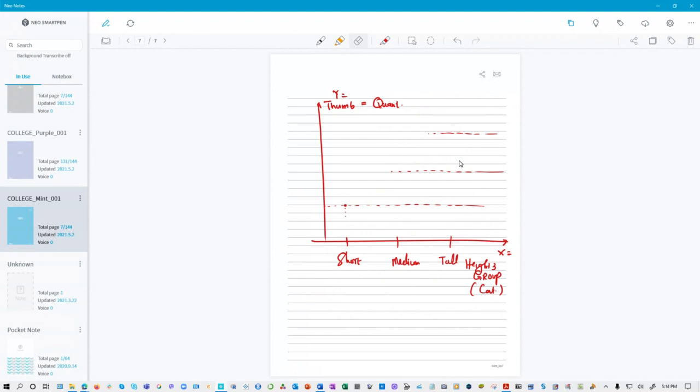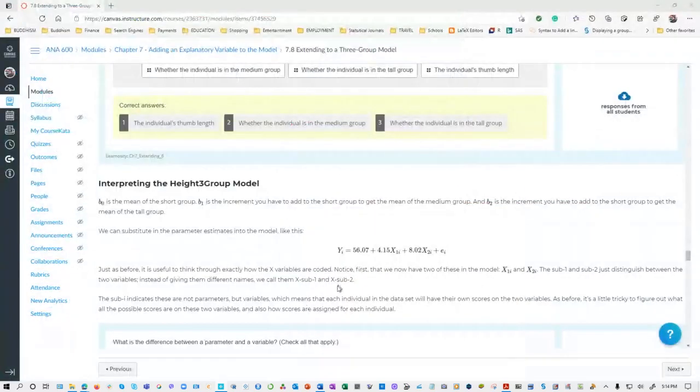So you have B0, which is nothing but y bar of the short people. And then you go straight to this one, that is y bar medium. Then this is called B1. B1 is how much you have to add to the average thumb length of the short people to get the average thumb length of the medium group.